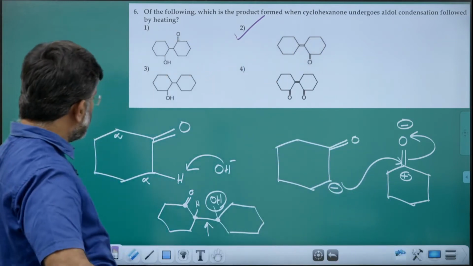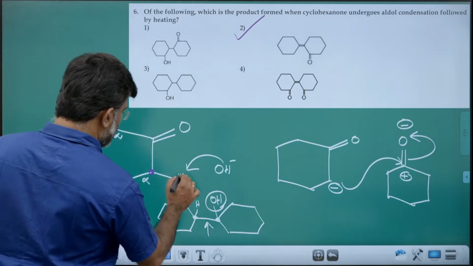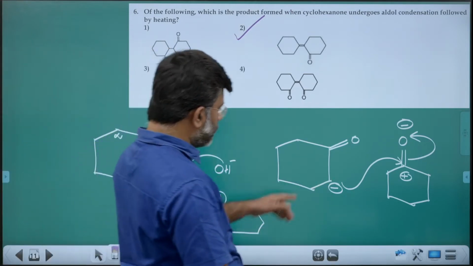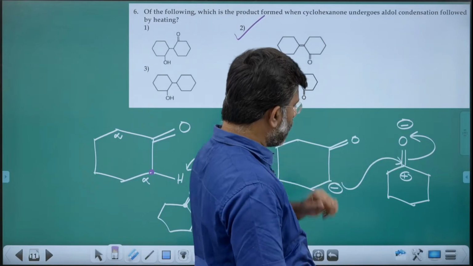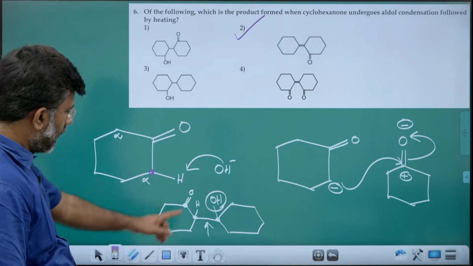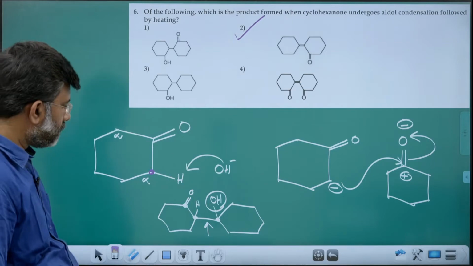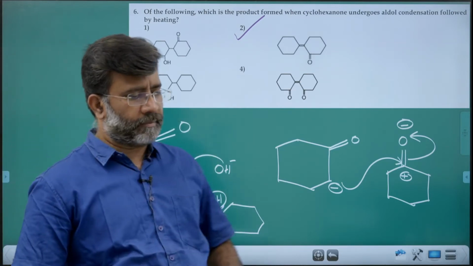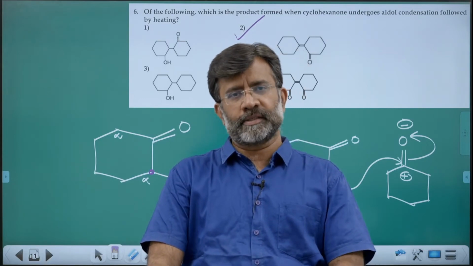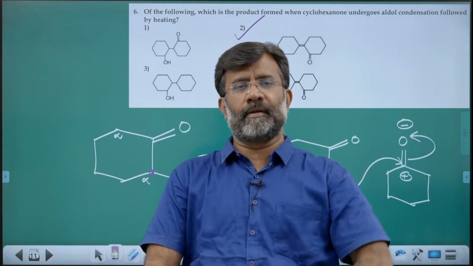I will repeat. This is the cyclohexanone, this is the alpha carbon atom, and this alpha hydrogen is attacked by alkali. You get a carbanion. Now this carbanion attacks the carbonyl carbon of the next molecule and you get aldol. Upon heating this aldol you get a double bond over here. Why is the double bond coming over there? Because conjugated ketones are more stable. Always the aldol condensation product is a conjugated aldehyde or ketone.